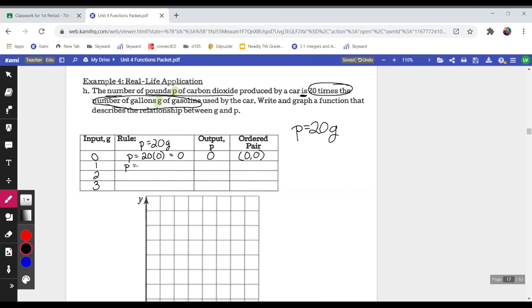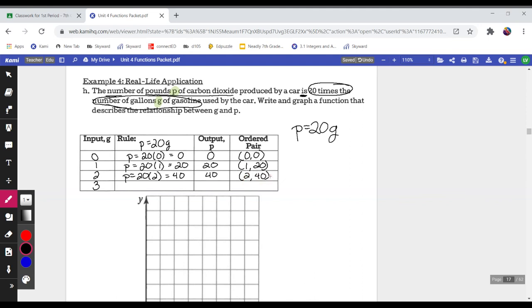Then we'll replace G with 1. P equals 20 times 1, which equals 20. So my second ordered pair is 1, comma 20. Now I'm going to replace G with 2. P equals 20 times 2, which is 40. That means my output is 40, so my ordered pair is 2, comma 40.